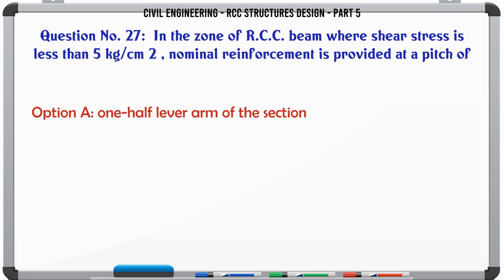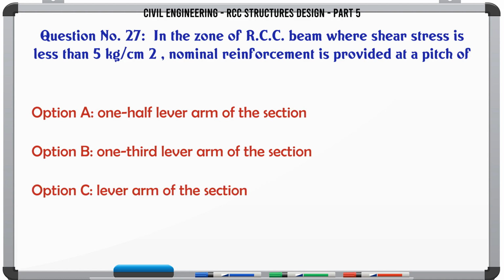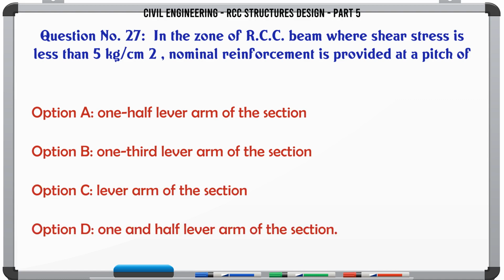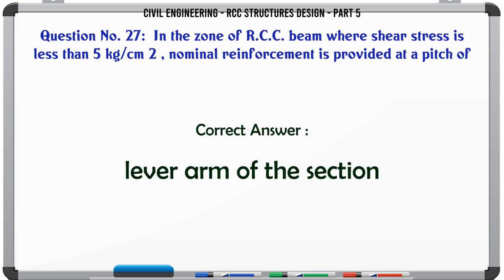In the zone of RCC beam where shear stress is less than 5 kg/cm2, nominal reinforcement is provided at a pitch of A. 1/2 lever arm of the section, B. 1/3 lever arm of the section, C. lever arm of the section, D. 1/2 lever arm of the section. The correct answer is lever arm of the section.